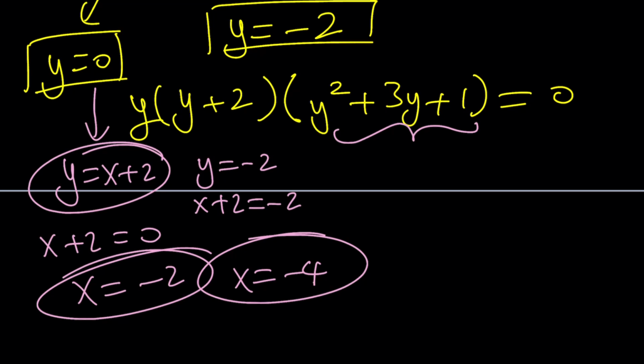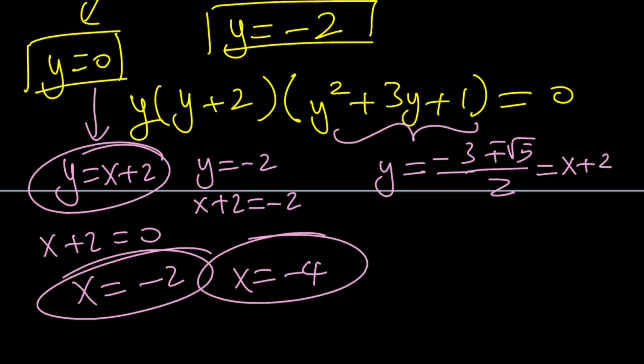You probably noticed. But from here, by using the quadratic formula, we're going to get negative 3 plus minus the square root of 5 divided by 2. But remember, this y value is equal to x plus 2. So I'm going to add 2 to both sides, or should I call that 4 over 2, which is going to give me x values. So x from here is going to be negative 1 plus root 5 over 2, right?